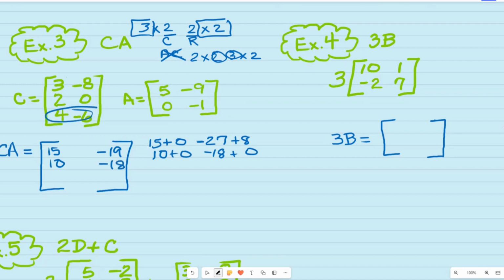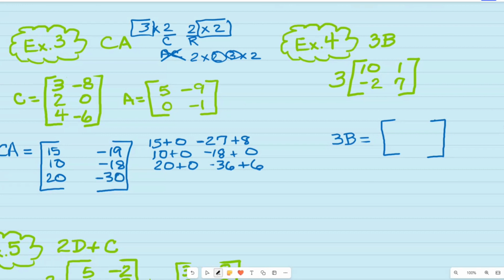Go to my third row, multiply times the first column and the second column. For the first one, I have 4 times 5, which is 20. Negative 6 times 0 is just going to give me that 0. So I'm going to have a 20 here. And then I'm going to multiply 4 times negative 9, which is negative 36, and negative 6 times negative 1, which is positive 6. Once I combine those terms, that is negative 30. So that's my final answer for that one.